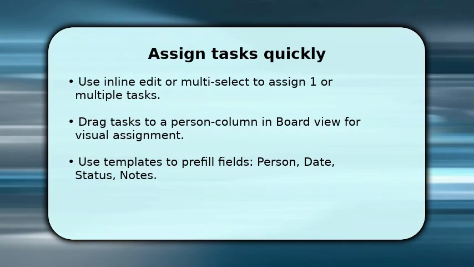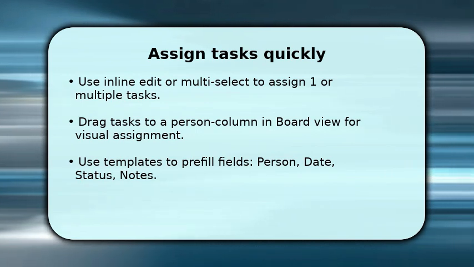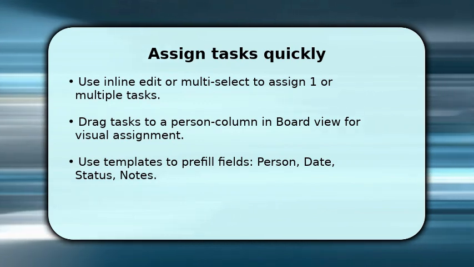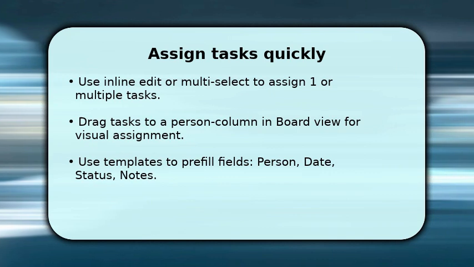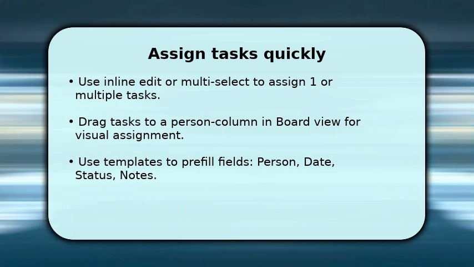You now assign tasks using fast actions that save time. Select multiple rows and set the person property to assign several tasks at once. Use multi-select where helpful. If you prefer visual flow, drag cards to a person column in board view and the person field fills automatically. Once done, use a task template that pre-populates person, status, and due date so new items need minimal edits. Make sure to update priority and add a short note explaining expectations.